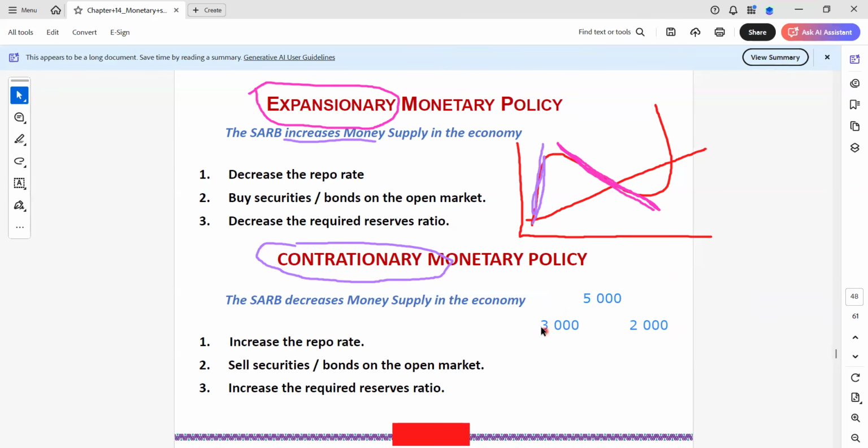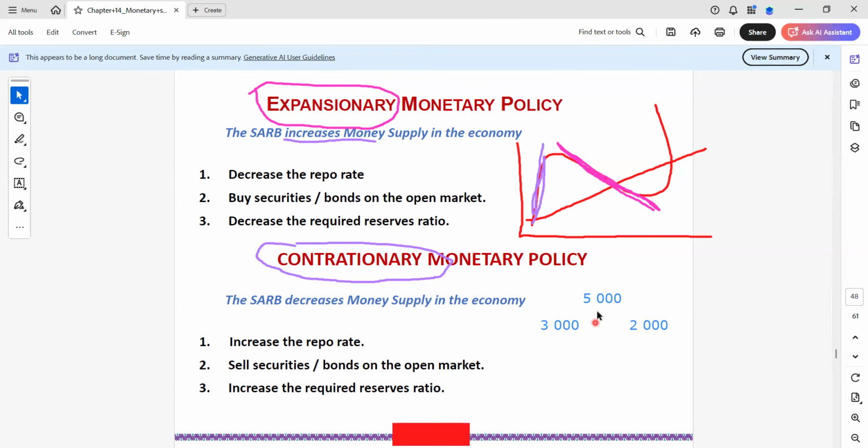If during this contractionary phase economic activities are declining, we want to stimulate these economic activities. The South African Reserve Bank will use expansionary monetary policy and decrease the required reserve ratio. Remember I said the banks were required to hold 3,000. Now let's say the banks are required to hold 2,000. So now they have 1,000 extra that they can use, that is in circulation, to offer loans and credit to us, to the people.